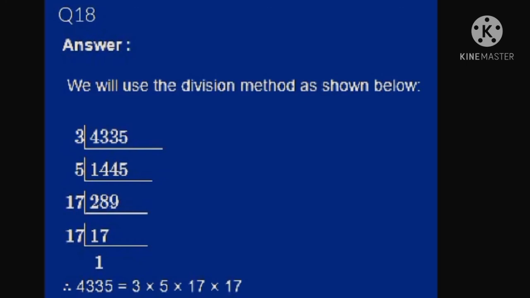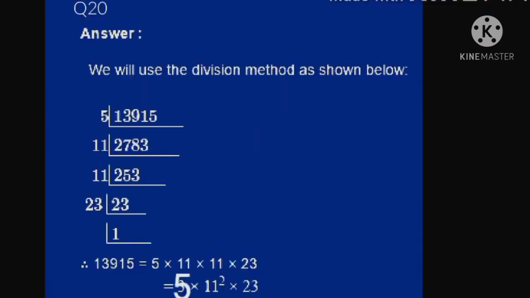Come to question number 18. It is 4335. So it is divisible by 3. We will be getting 1445. Again, the prime factorization of 4335 is 3 into 5 into 17 to the power 2. Okay. Come to the last question.